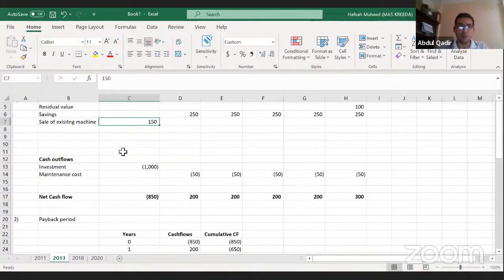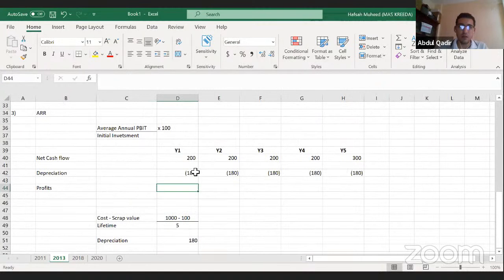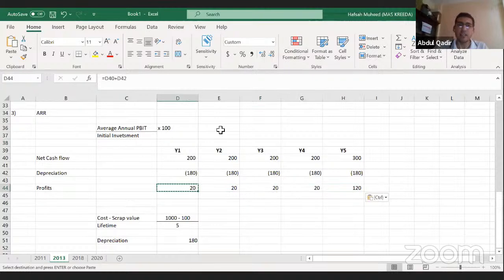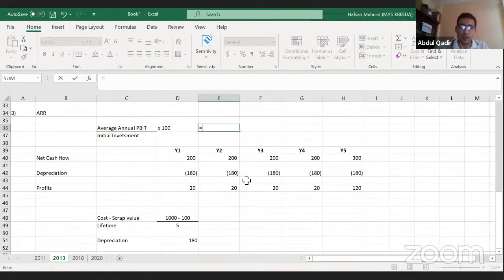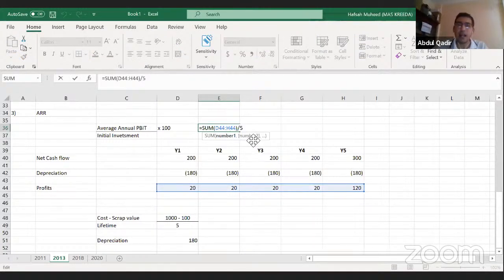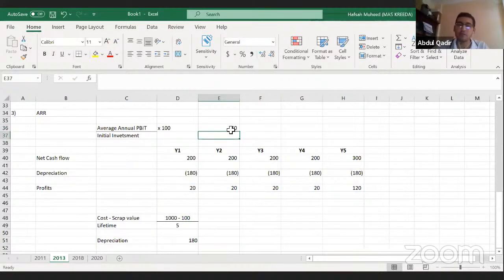So we'll get our answer here. 200 minus 180 is 20, right? So this will be your profit for each year. We need the average annual profit. So you add all these profits and divide it by 5, and you will get 40. I've added all the profits and divided by 5 because I need the average. I divide it by the number of years of the project.